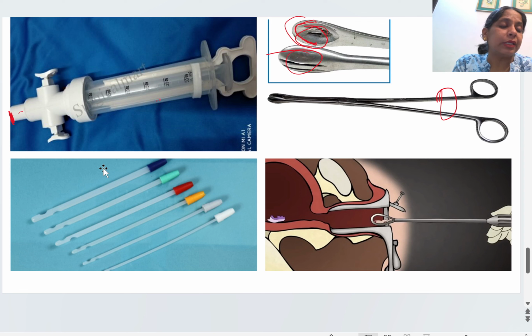Here you can see that the D&C procedure is going on. Here we have applied the Cusco speculum, and the curette is going inside. This is the shape of the curette. Now it will go here, remove the products of conception, and come out. So this D&C procedure is going on.